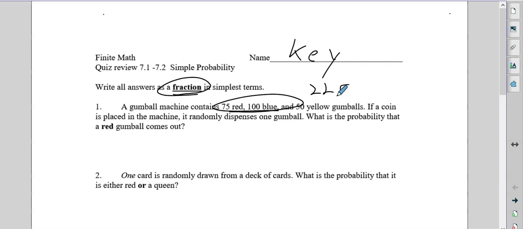If a coin is placed in the machine, it randomly dispenses one gumball. What's the probability a red will come out? Well, there are 75 red, so 75 out of 225. Remember, we're doing the event over the total. Okay, there's 75 of the red, there's 225 total.